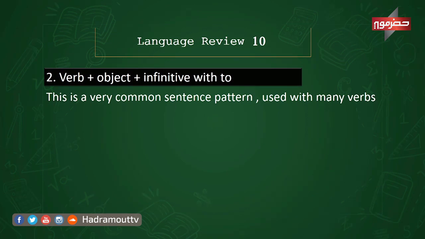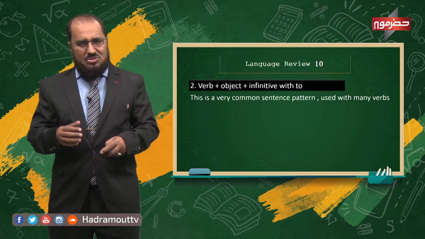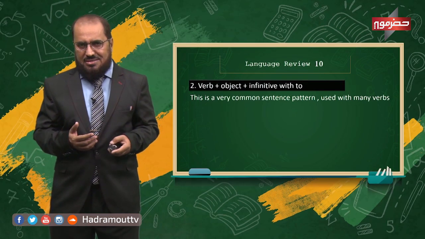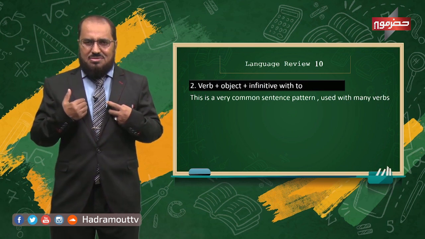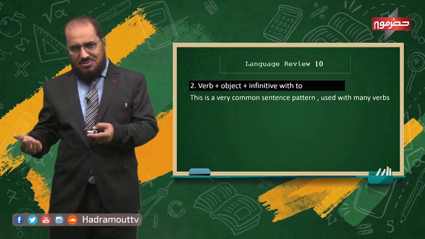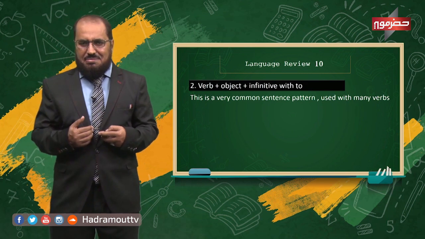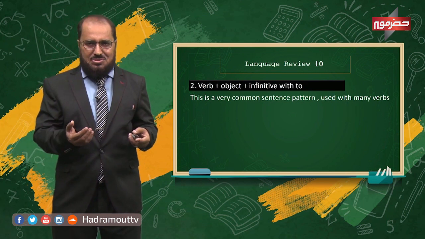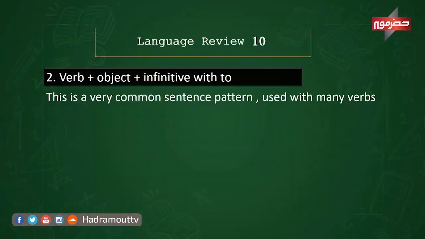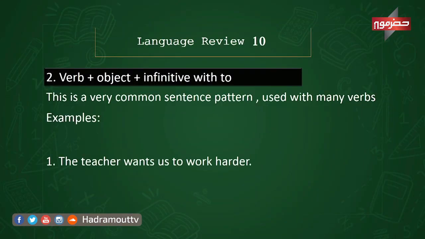Now let's go for the next point, which is verb plus object plus infinitive with to. This is a very common sentence pattern used with many verbs. This is of course a common and very simple pattern. My father wants me to help my mother. Okay. My mother wants me to help my father, for example.